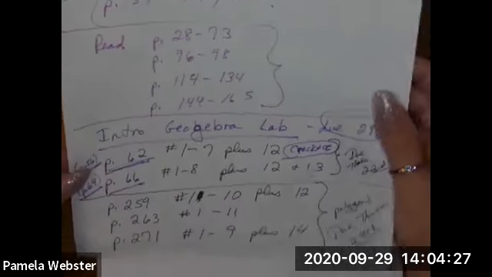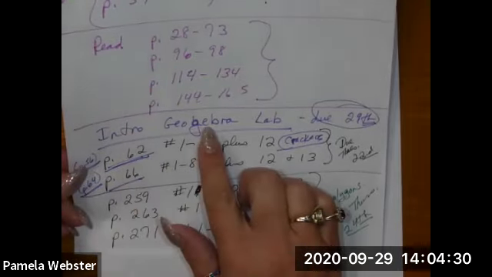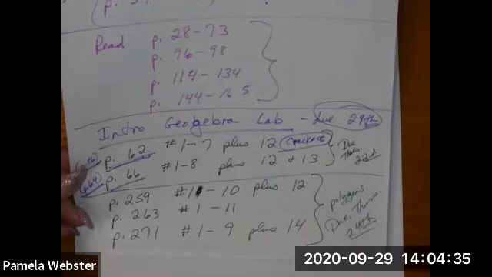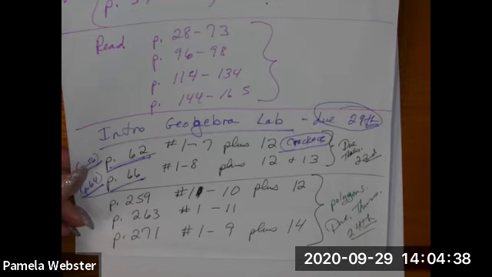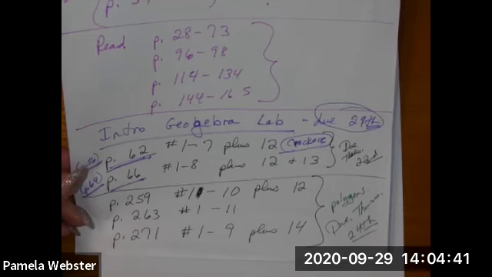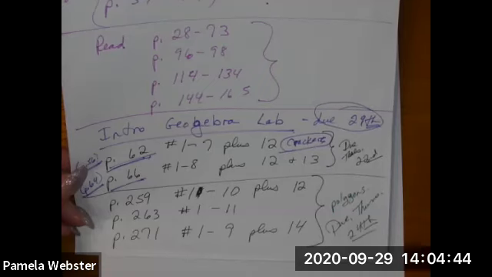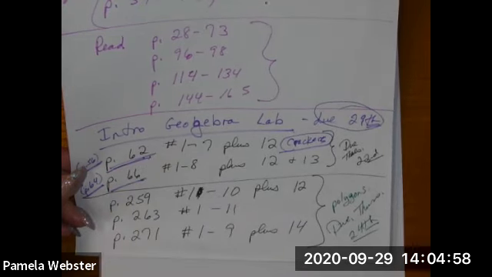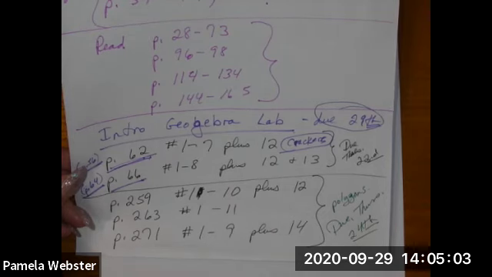Also, today we have the Intro GeoGebra Lab, the one where you have to draw a triangle three different ways. You have to create a perpendicular line. What else do you have to do? A circle using two different methods. I can't remember everything you had to do. I think maybe a parallel line. There were about six or seven different things you have to do. So that's due today. Some of you have already turned that in. I saw your document or your PDF inside of the GeoGebra thing.